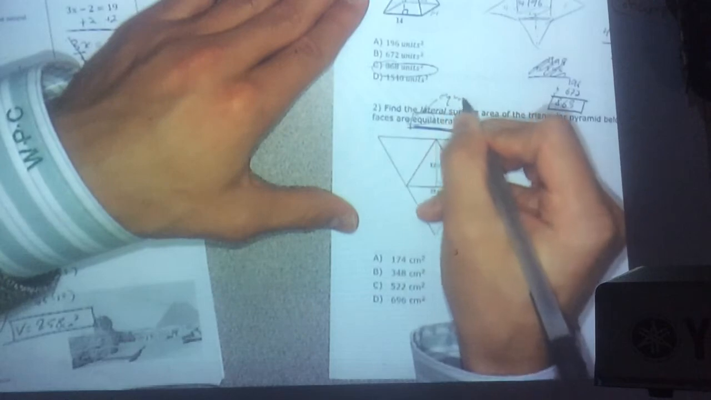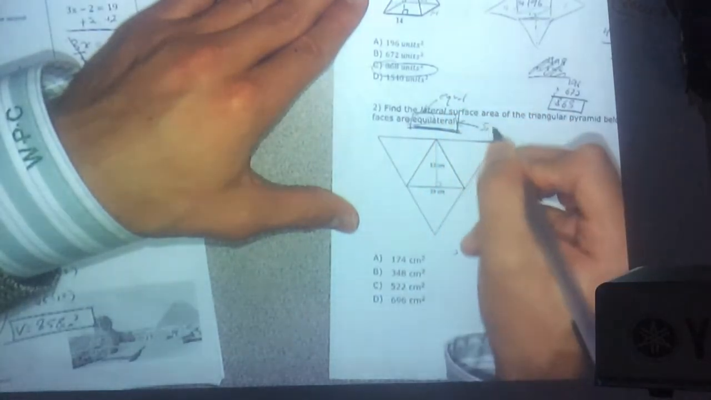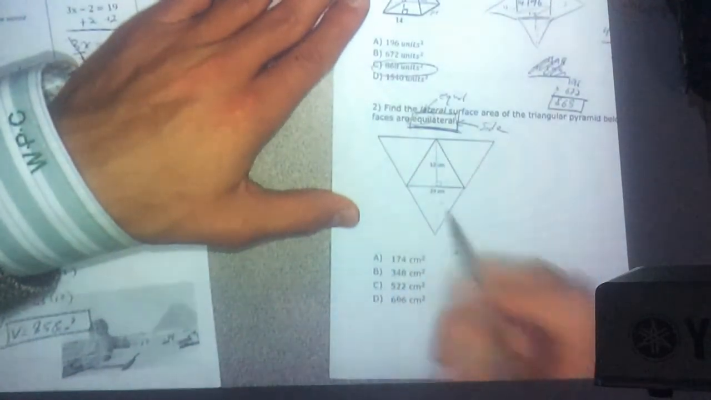Find the lateral surface area of the triangular pyramid below. All triangular faces are equilateral. What does this mean? Equal. And lateral, that just means side here. It just means side. So all of these have equal sides, which means all of these triangles are the exact same area.